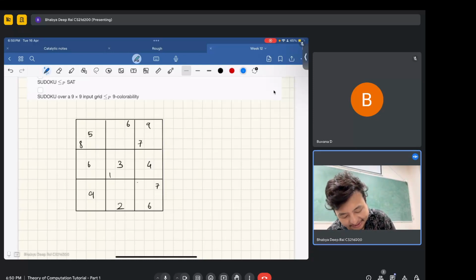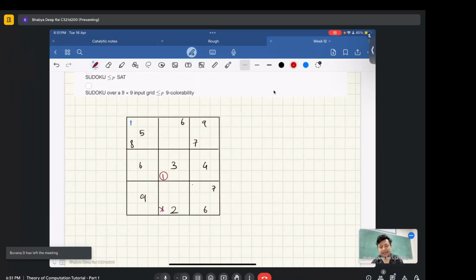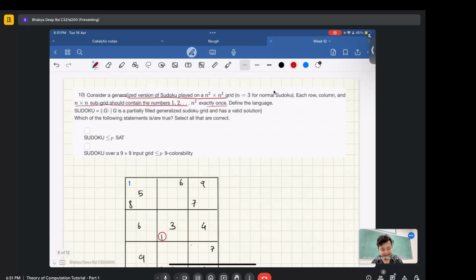For example, I put a 1 here, and then putting a 1 here is not allowed. Why? Because there's already a 1 in that particular row. You might have seen this. The game is played this way. Okay, it's not a game, it's a puzzle actually, so there's only a single person playing it. Every row has numbers from 1 to 9, and each number occurs exactly once. So you cannot have doubles.